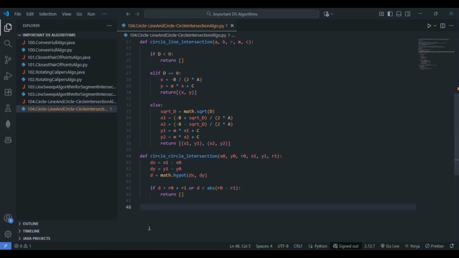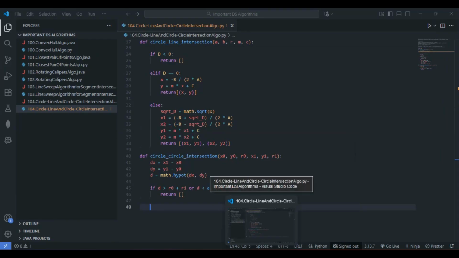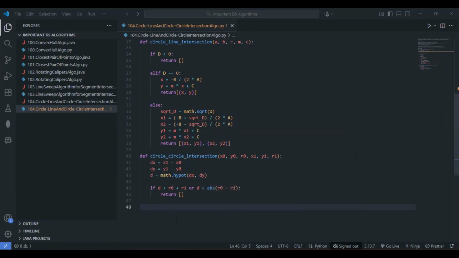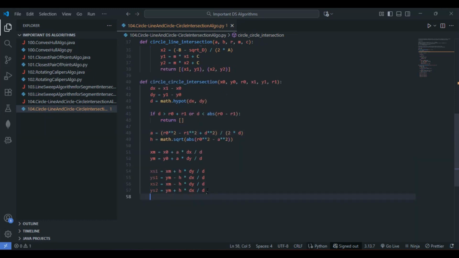We have to assign a, h, and other stuff, right? So let's move on with the same thing. Actually, let me copy paste this one. I'll just come here and paste it over here. Let me move this one over here. So this is fine now. Let's move on with the further things.